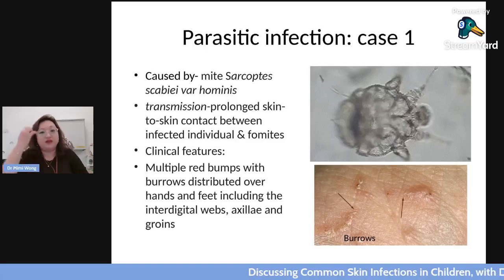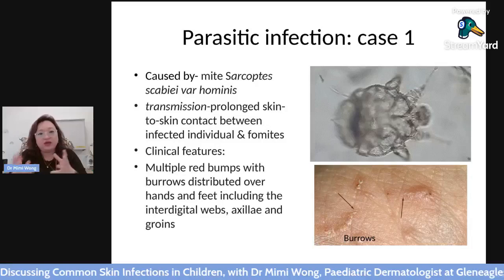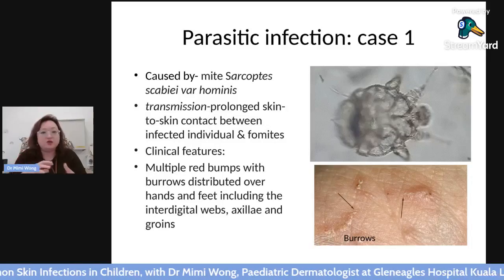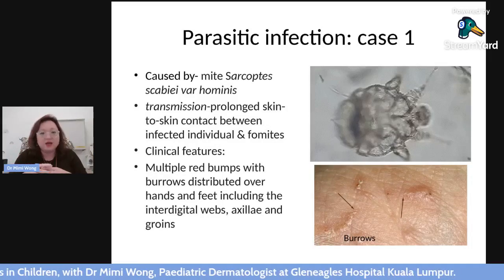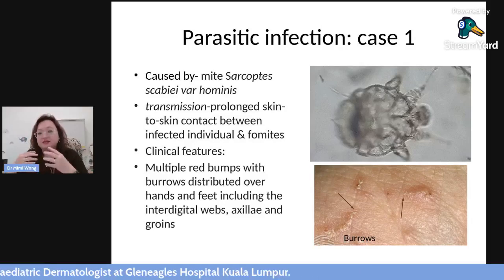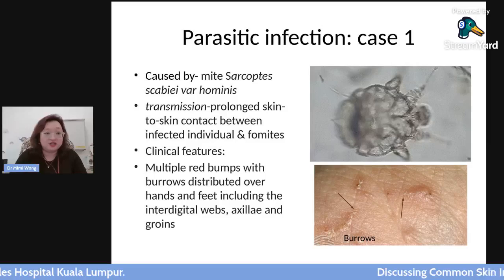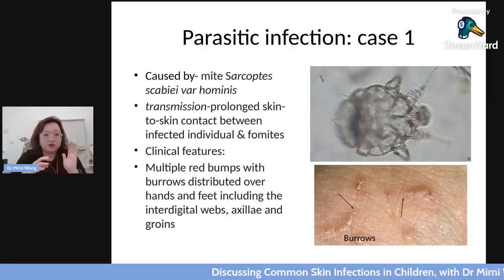This is a picture of the adult mites that you can see, and it's transmitted through prolonged skin-to-skin contact between the infected individual and also by sharing their clothing. So a doctor actually asked me before, can I get this scabies from my patient after maybe 5 minutes of consultation in the room without prolonged skin-to-skin contact? The answer is no. Don't worry so much.